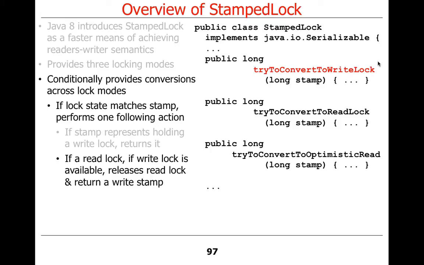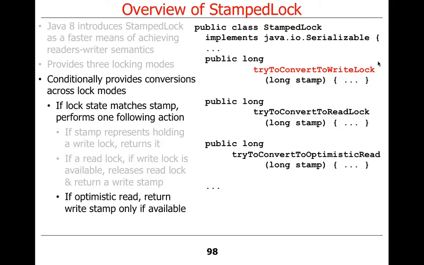then if the stamp is a read lock stamp and the write lock is available, atomically release the read lock and return a write stamp. So sort of upgrade it. So this is an example of a lock upgrade. Remember we talked about Java ReentrantLock? They don't support lock upgrades. They only support lock downgrades. This allows you to upgrade, so you can upgrade yourself.